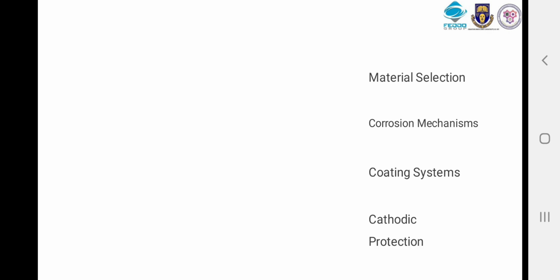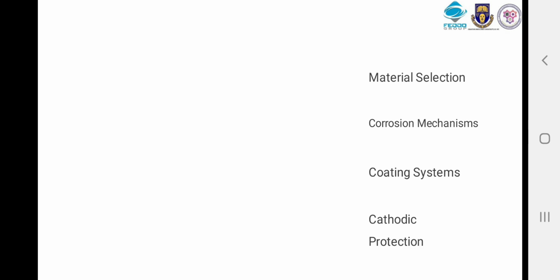And of course, we have four basic scopes for this research. Number 1 is material selection. Number 2 is corrosion mechanism. Number 3 is coating system, and number 4 is cathodic protection.